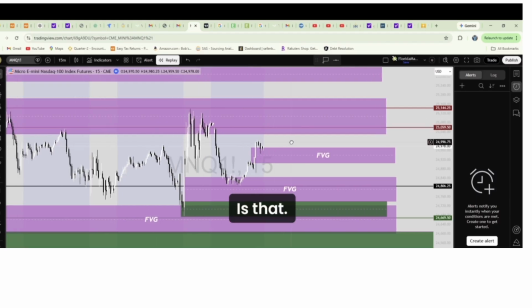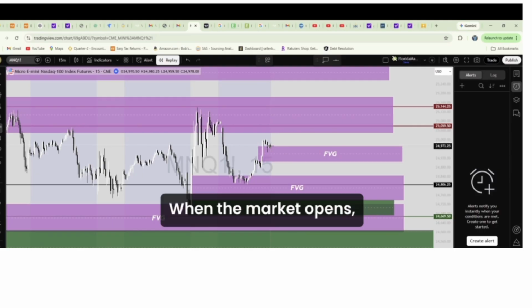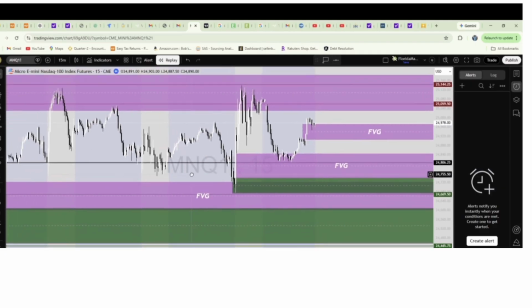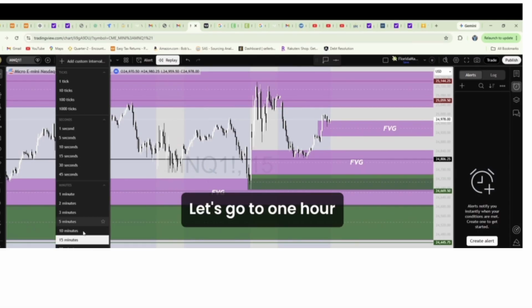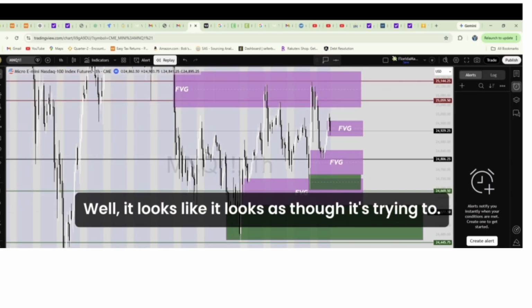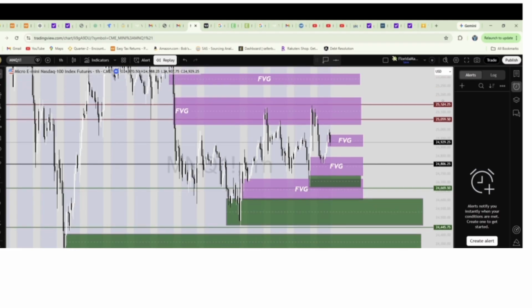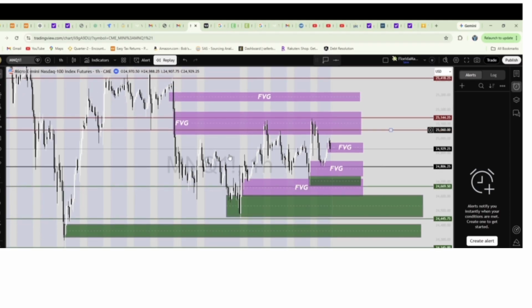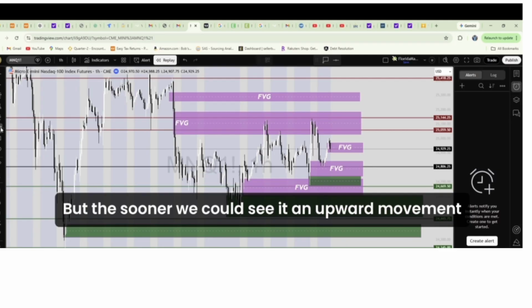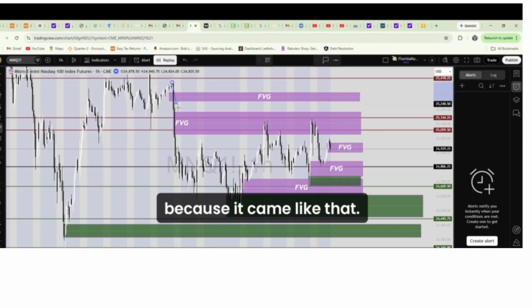Our thesis is that price could leave here when the market opens. It comes back to the midnight candle. Hold up. Let's go to 1 hour and let's see what the market was doing. Well, it looks as though it's going up because it came down first and then it chopped. But it seemed like we could see an ongoing movement because it came like that.